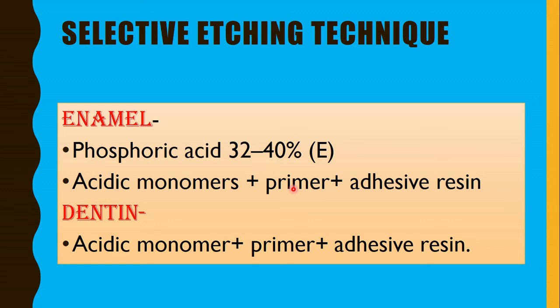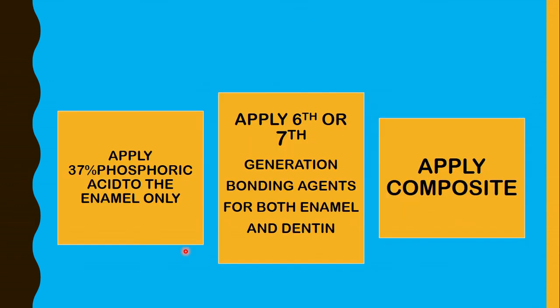So coming on to the selective etching technique, what we do is, in enamel we apply the phosphoric acid, we etch it, and after that we can apply the acidic monomers of the 6th and 7th generation. Like in enamel we do etching, but in dentin there's no need of etching, just apply the acidic monomer. To simplify, apply the 37% phosphoric acid to enamel only, and apply 6th and 7th generation bonding agent to both enamel and dentin. And after that we can apply the composite.